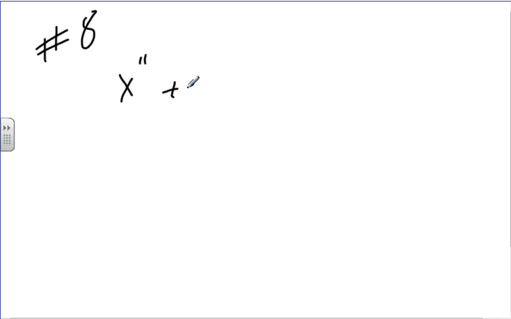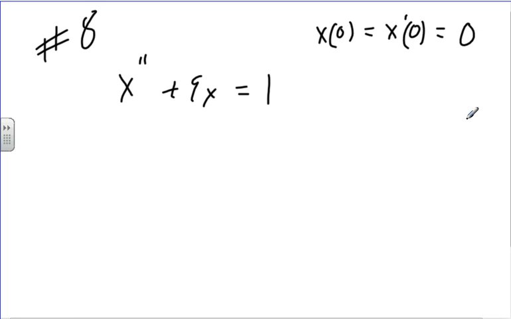X double prime plus 9x equals 1. Now, a problem very similar to this is going to be on your next test, and you're all going to miss it. Well, except for Andrew. Which one? I don't have to say, do I? Anyway, you're all going to miss it because you're going to miss something.